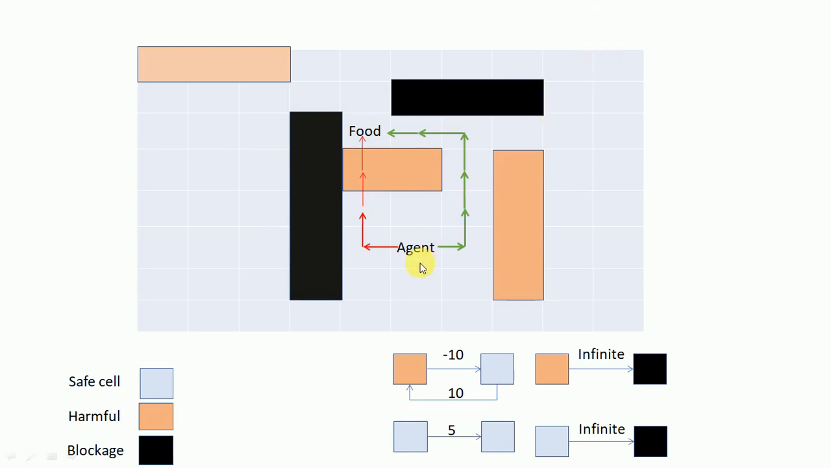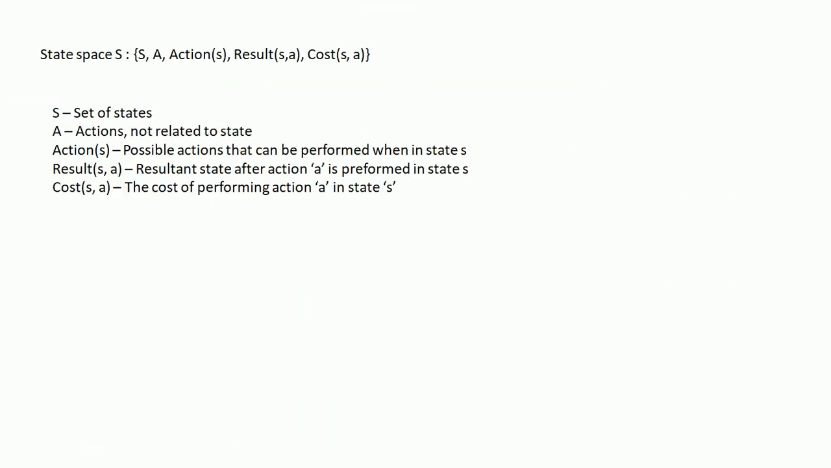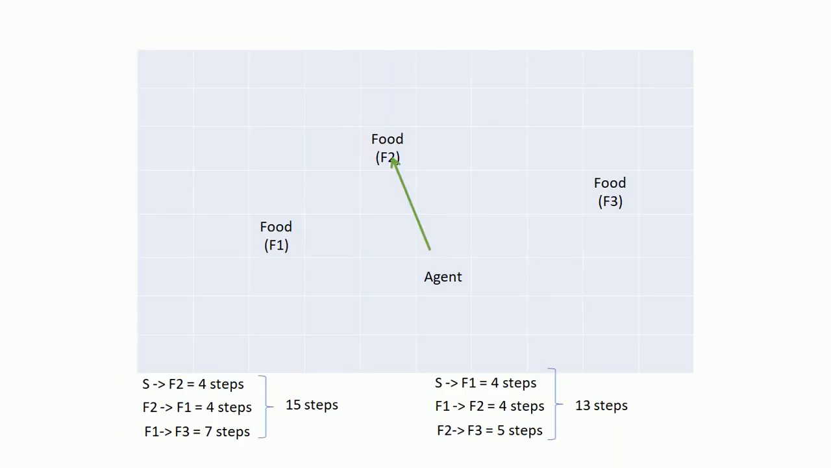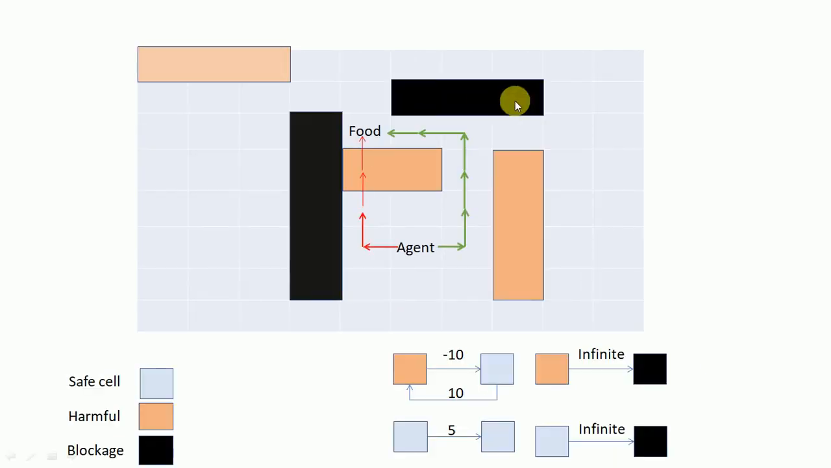So the agent needs to minimize going in these cells. Okay, so the cost factor that I was talking about here, this can be more prominent here. So we could model the costs here in such a way that if you're going from a harmful cell to a blue cell, you will incur a cost of minus 10.